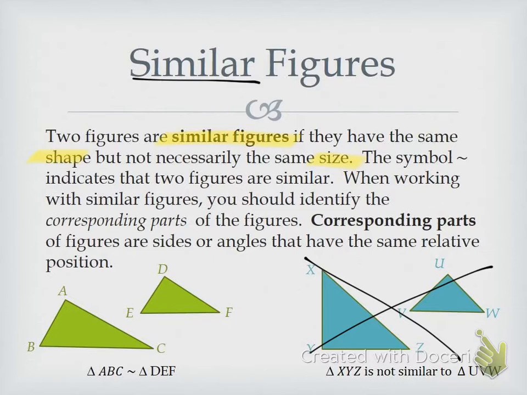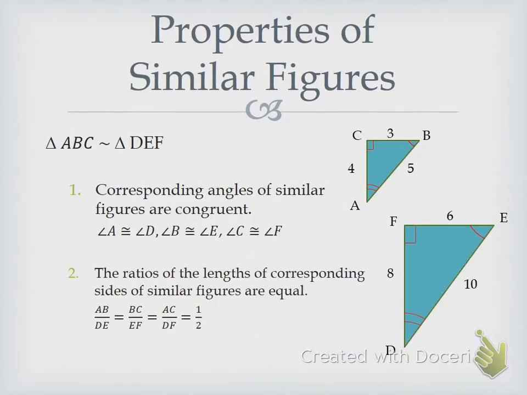So let's look now at the second part to this definition. Corresponding parts of figures have the same relative position and have the same value. Okay, so that you'll see later in the lesson how that can help us find unknown angle and side measurements because we can compare back and forth. Okay, so good so far. Similar figures have corresponding angles and sides. So let's look at that a little more closely.